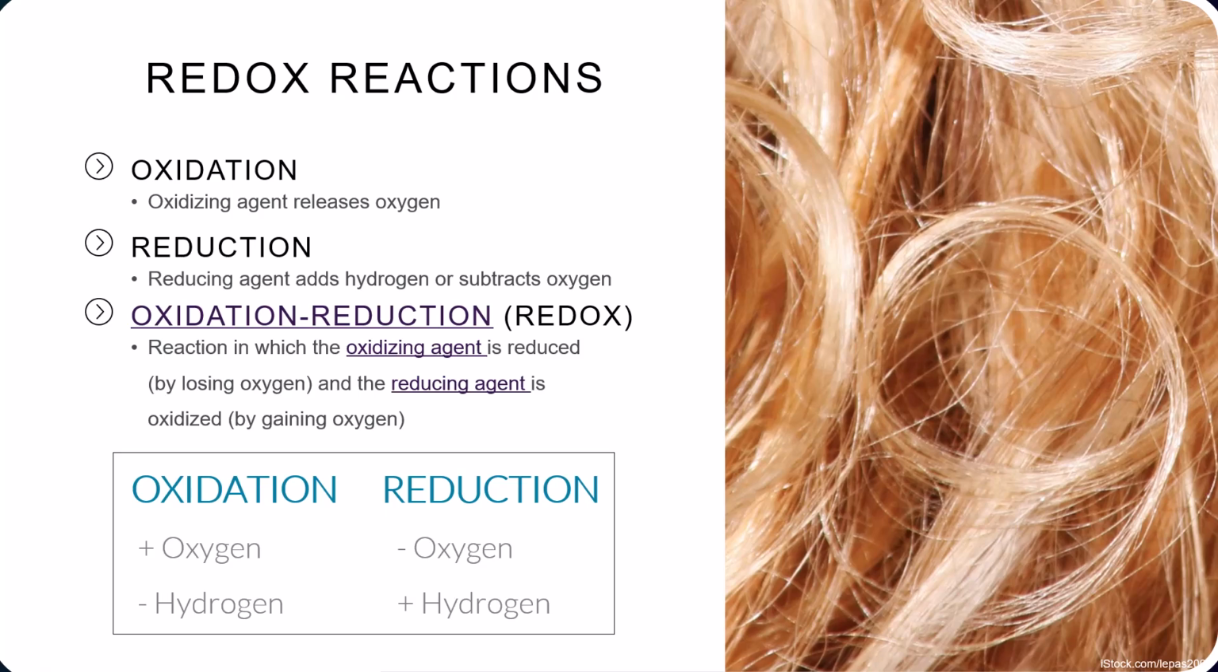And there is something also called an oxidation-reduction, or redox, reaction that combines the oxidation and reduction reactions together. It's a chemical reaction in which the oxidation and reduction reactions take place at the same time. So the oxidizing agent is reduced by losing an oxygen, and the reducing agent is oxidized by gaining an oxygen. So both reactions are happening at the same time, causing an oxidation-reduction reaction.